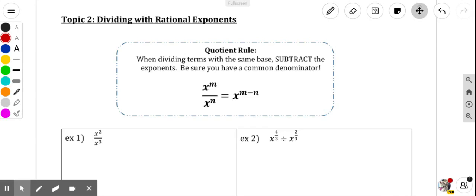Okay, so here is the quotient rule for dividing with exponents. When you're dividing terms with the same base, and we're only going to work with the same base, you subtract the exponents. You have to make sure that you have a common denominator, since most of what we're going to be doing is fractions. So let's just start with some examples.